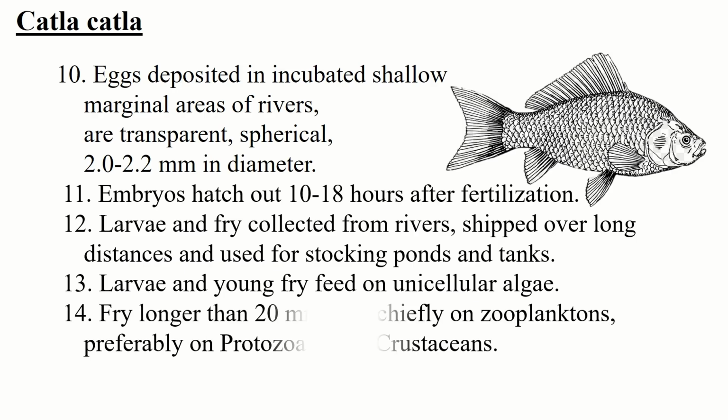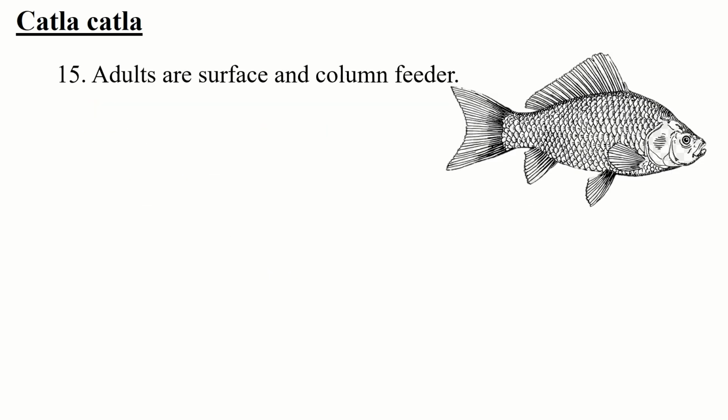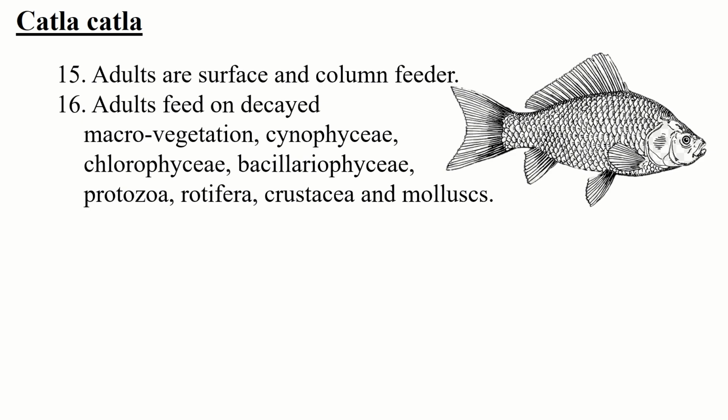Fry longer than 20 millimeter feed chiefly on zooplanktons, preferably on protozoans and crustaceans. Adults are surface and column feeders. Particularly, the adult Catla are surface feeders. Adults feed on decayed macrovegetation, cyanophyceae, chlorophyceae, bacillariophyceae, protozoa, rotifera, crustaceans, and molluscs. These types of organisms are taken by Catla.